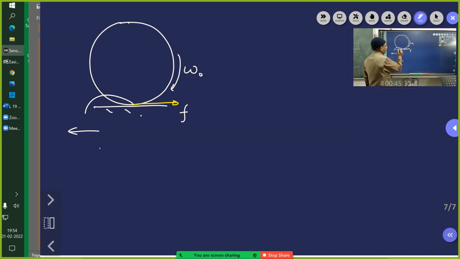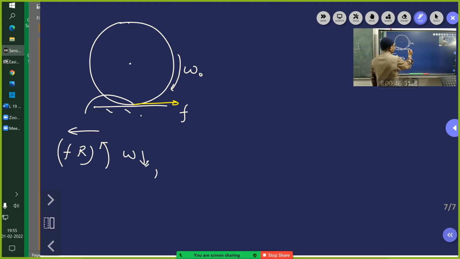Now, see, there are no other forces. Of course, mg is acting down and N is acting up, they cancel each other. So, due to this friction, there will be torque about this point. So you will get torque F into R, which is in anti-clockwise direction. As a consequence, omega will decrease. Omega will decrease, and also it will accelerate the center. Due to this F acting on this body, there will be acceleration of the center of mass that will become F by M.